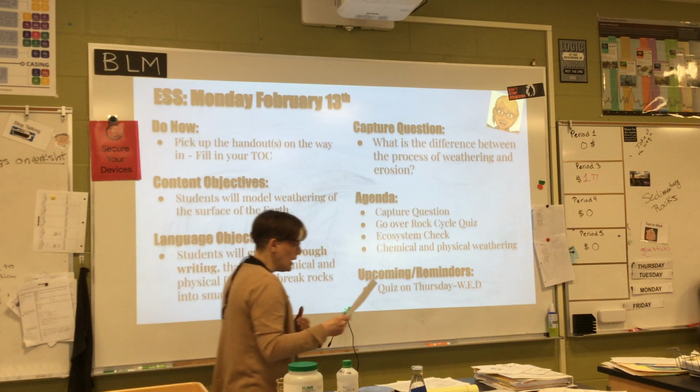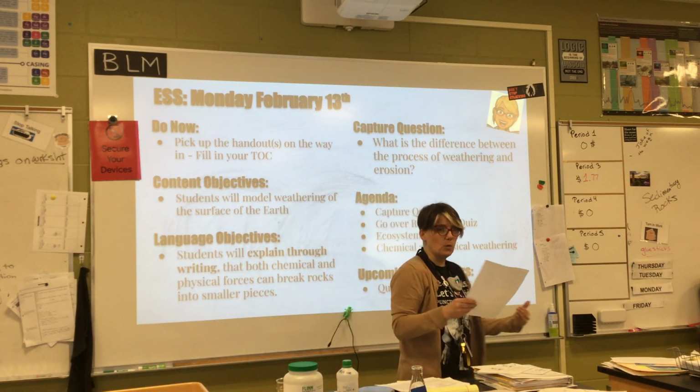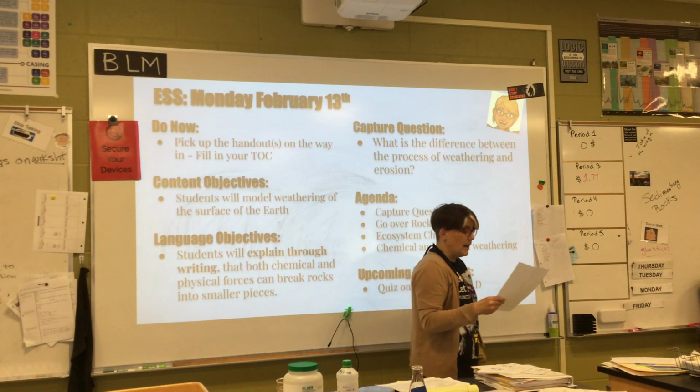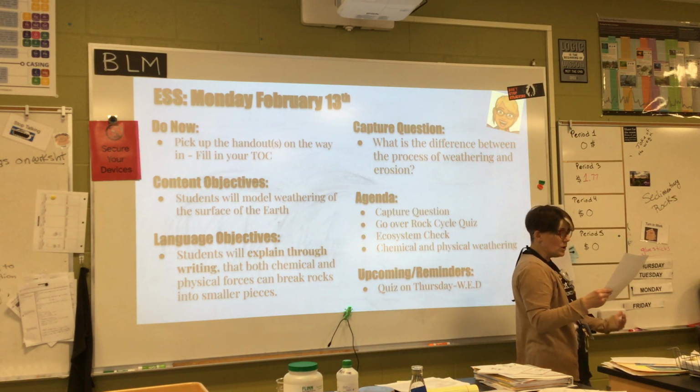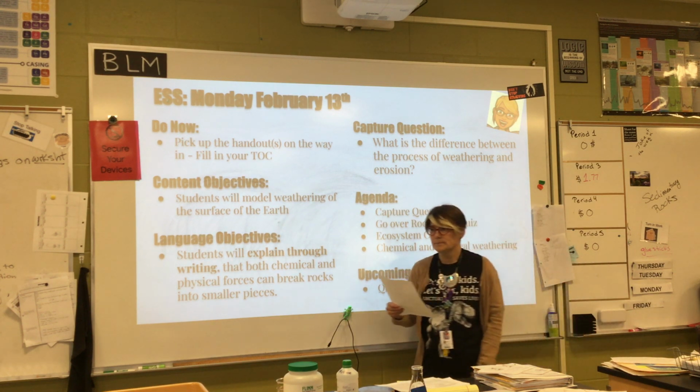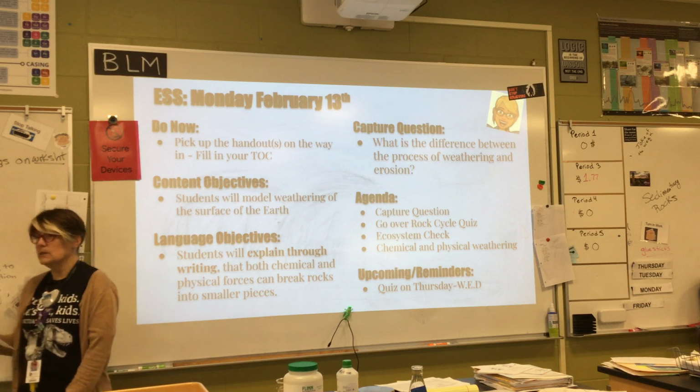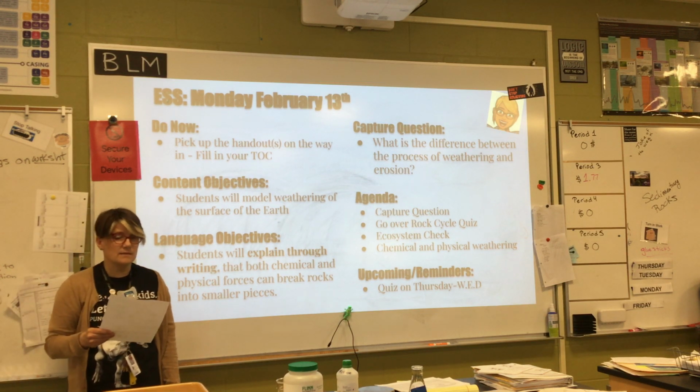If I want a rock that's created by cooling magma, what did we say that is? That's igneous rock. What's the product, which means outcome, of weathering and erosion? Little tiny bits. Sediments. Little tiny bits.